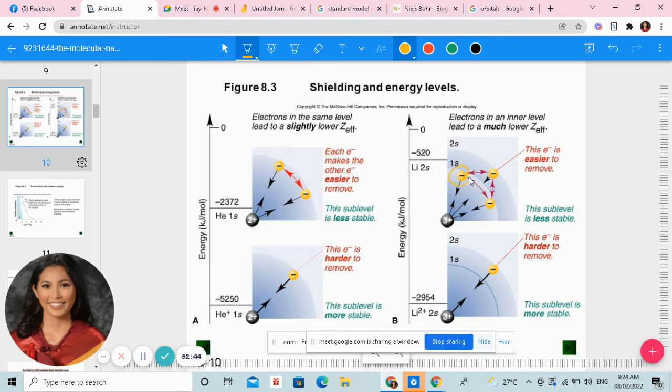So, between this electron and this electron, which has higher nuclear charge? Electron 1 or electron 2? Electron 1, ma'am. Higher nuclear charge, which is hard to remove.